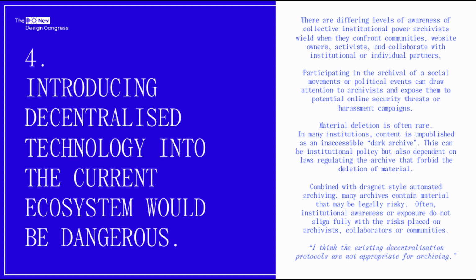However, what we found was that there are differing levels of awareness of the collective institutional power that archivists wield when they confront communities, and everybody within that they might collaborate with at that point in time. What we mean by this is that when people have the safety of an institution around them, it can become difficult, unless you're very, very careful and very self-aware, to understand how your risk profile is different to an external person's risk profile. This is very true when it comes to the act of archiving communities and things like that.